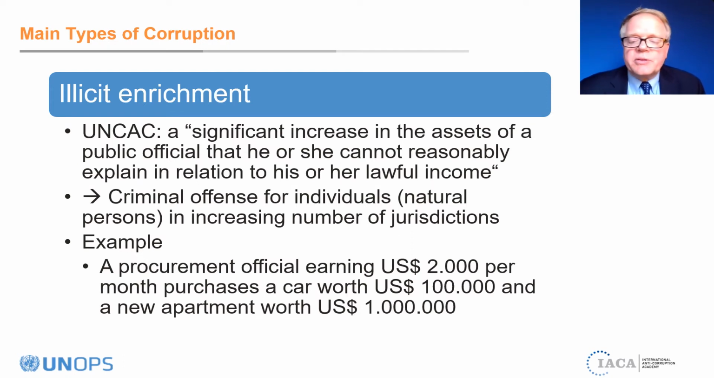Another form of corruption is illicit enrichment, and the UN Convention Against Corruption defines this as a significant increase in the assets of a public official that he or she cannot reasonably explain in relation to his or her lawful income. So in some ways, an official is being asked to prove a negative, that he or she hasn't engaged in corruption, because there's no reasonable explanation for the growth in his or her wealth. Illicit enrichment can be a criminal offense for individuals, and many jurisdictions are going after this.